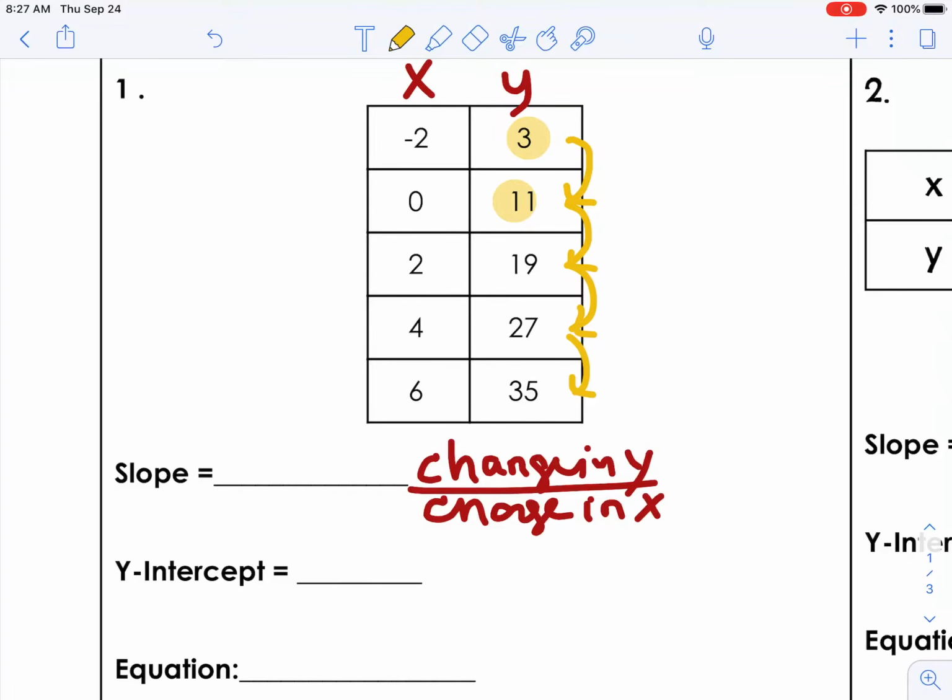So we're trying to figure out how do we get from one y value to the next. If I'm at 3 and go to 11, I have to add 8. To get from 11 to 19, I have to add 8. And it looks like I'm just going to keep adding 8 from 19 to 27. I add another 8, and same thing from 27 to 35, add 8. You can use a calculator if you need to find the difference between those values.